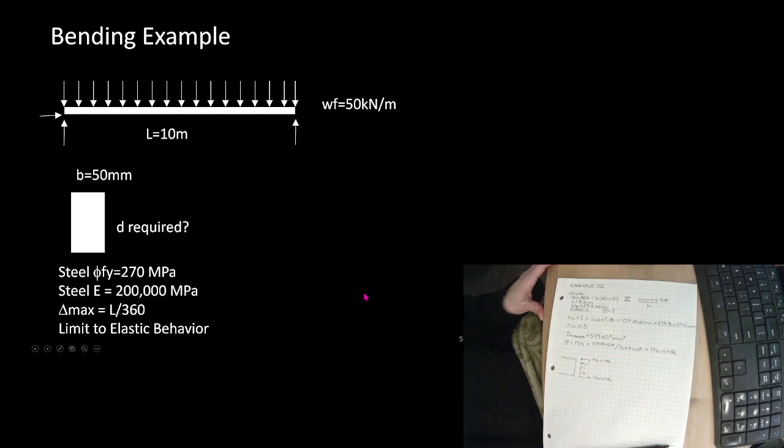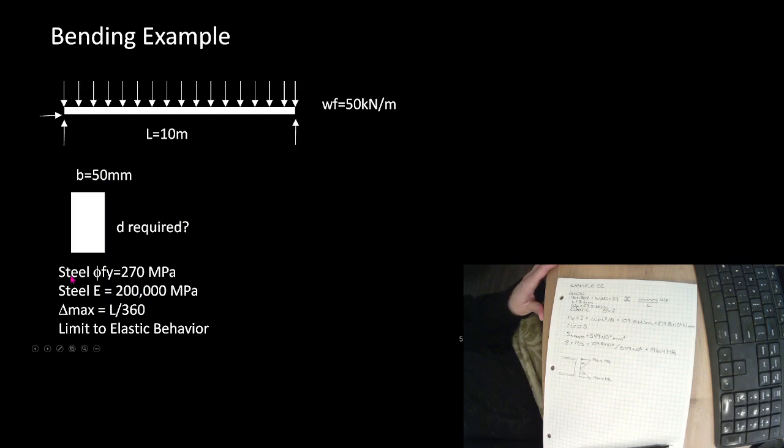Let's do another example. I like this example a lot. We have a simply supported beam that's 10 meters long with a uniformly distributed line load of 50 kilonewtons per meter. We have a width of 50 millimeters, and we want to know how deep this beam needs to be.